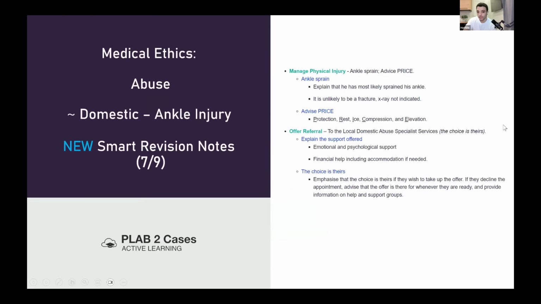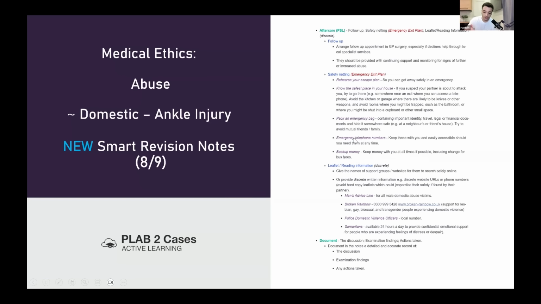Yeah, so ankle sprain, advise, and then refer. You can explain briefly about what they will offer. That's just going to be support, so emotional, psychological support, financial support, including accommodation. Okay, because he's reliant on it, which you did get that finding, which is good. So financial abuse as well. You can ask HARK, but you also should be looking for controlling and coercive behavior and financial abuse.